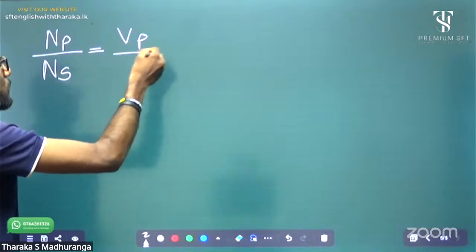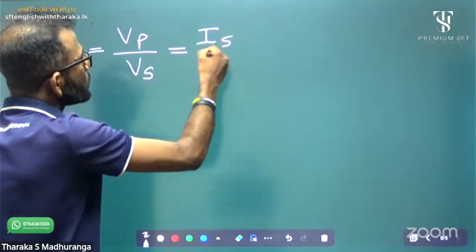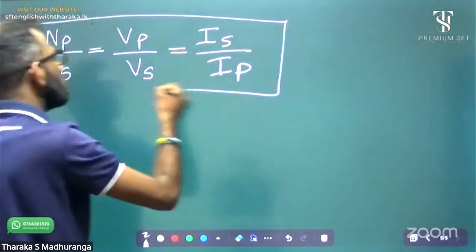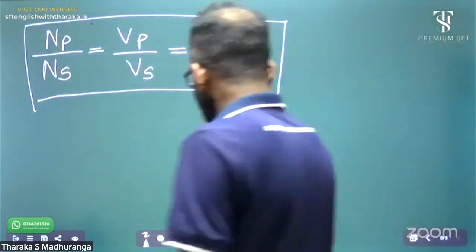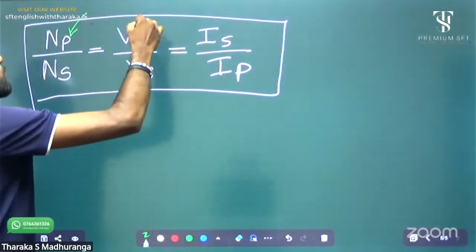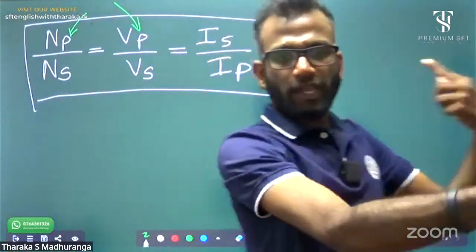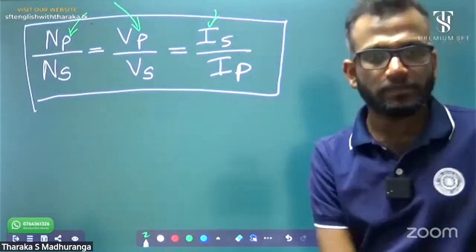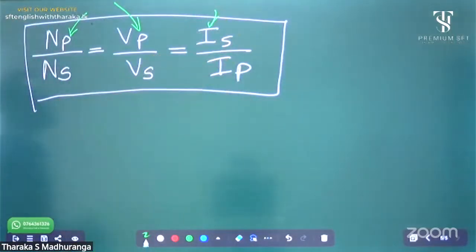Vp over Vs equals Is over Ip. That's the final equation, the summary of the full equations you need to remember in transformers. That's a very important point. The number of turns and voltage are the same on primary, but for current it will be changing, the side changes. The current of the secondary coil. Understood? This is final. You can write it down.